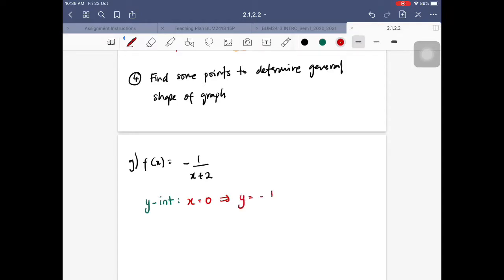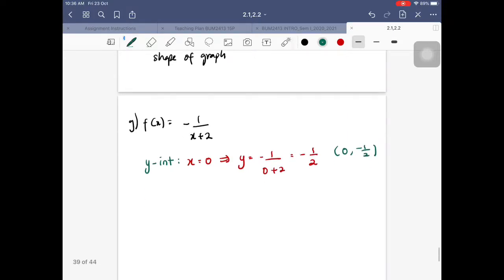So when I set x equals 0, I will get y equals negative 1 over 0 plus 2. So that is going to be negative a half. So my y-intercept is going to be at (0, negative a half). That will be the coordinate. And then I'm going to do pretty much the same idea for the case of the x-intercept. The x-intercept is when y is equal to 0.